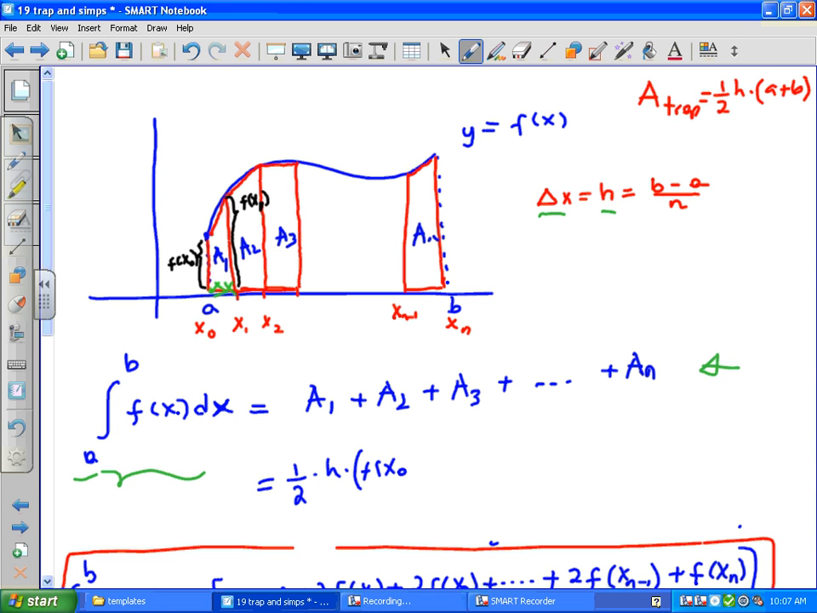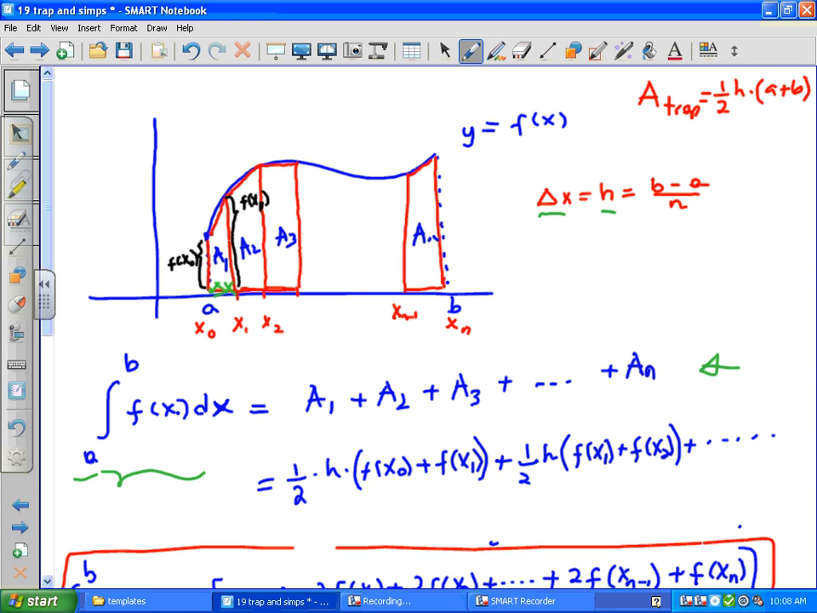Let me see if everybody agrees. f of x sub 0 plus f of x sub 1. Would everybody agree with that? The left height and the right height. Now tell me the area for the second trapezoid, and you're going to see a generalization from here. The second one will have 1/2 times h times the left border, f of x sub 1, and the right border, f of x sub 2. And let's just say dot, dot, dot.